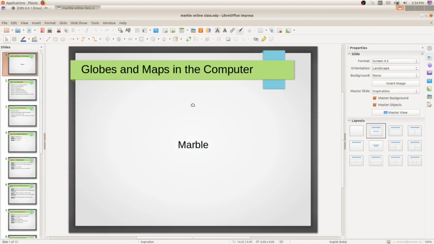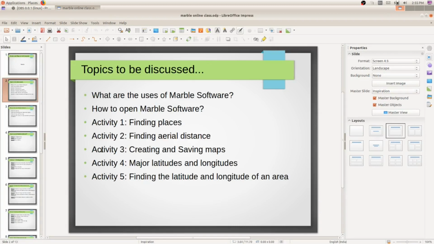In the last class, we started our new chapter. Chapter name is Globes and Maps in the Computer. And which application have we used? Yes, Marble. And we have discussed up to activity 3.